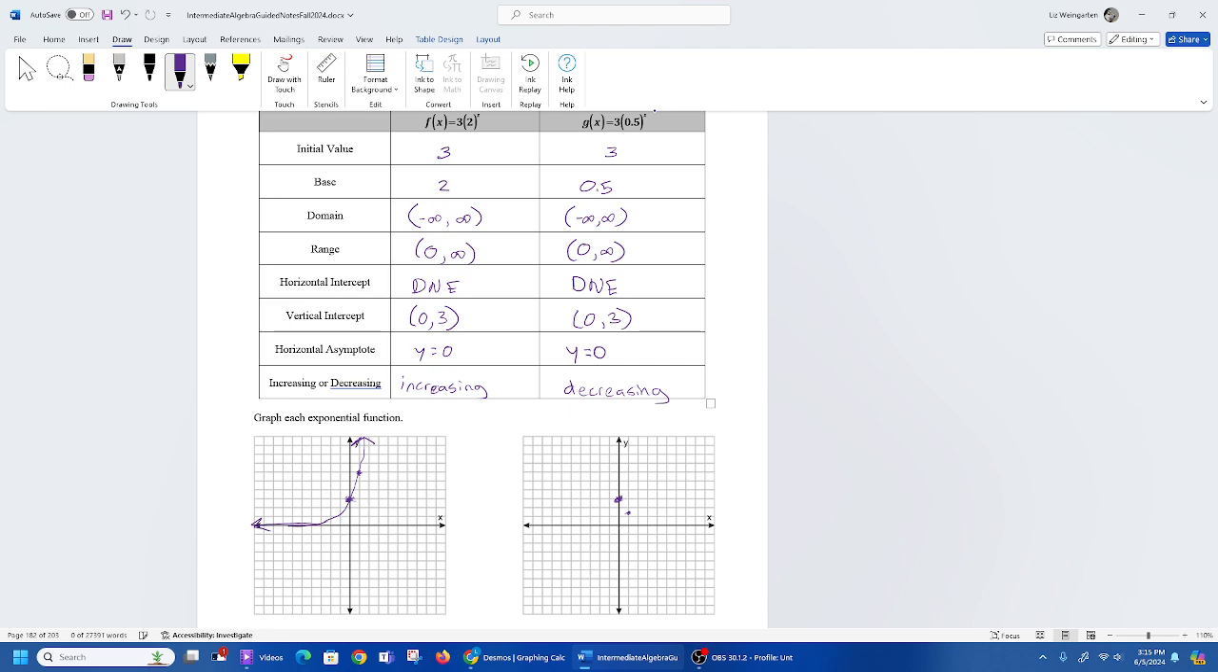We stated that this one is decreasing, so this makes sense that the point is actually lower than the initial value this time. And that is approximately what your graph will look like.